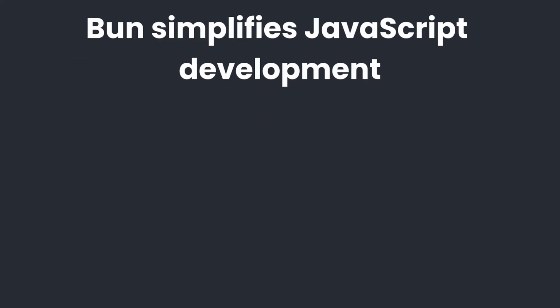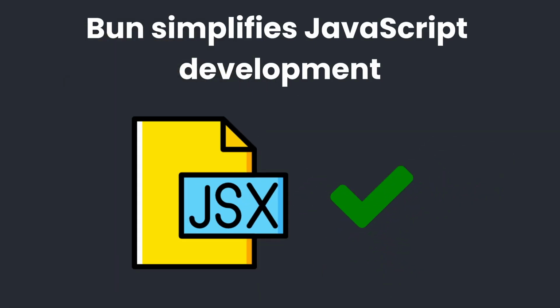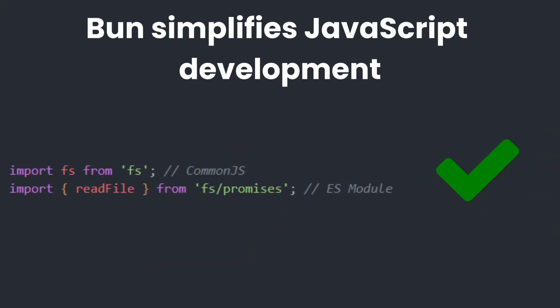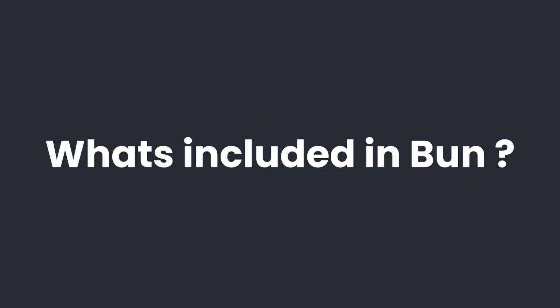It offers native support for both TypeScript and JSX, so you don't have to worry about additional configuration or dependencies. Plus, Bun supports both CommonJS and ES modules, which means you can use import and require in the same file without any hassle. Now let's talk about what's included in Bun.